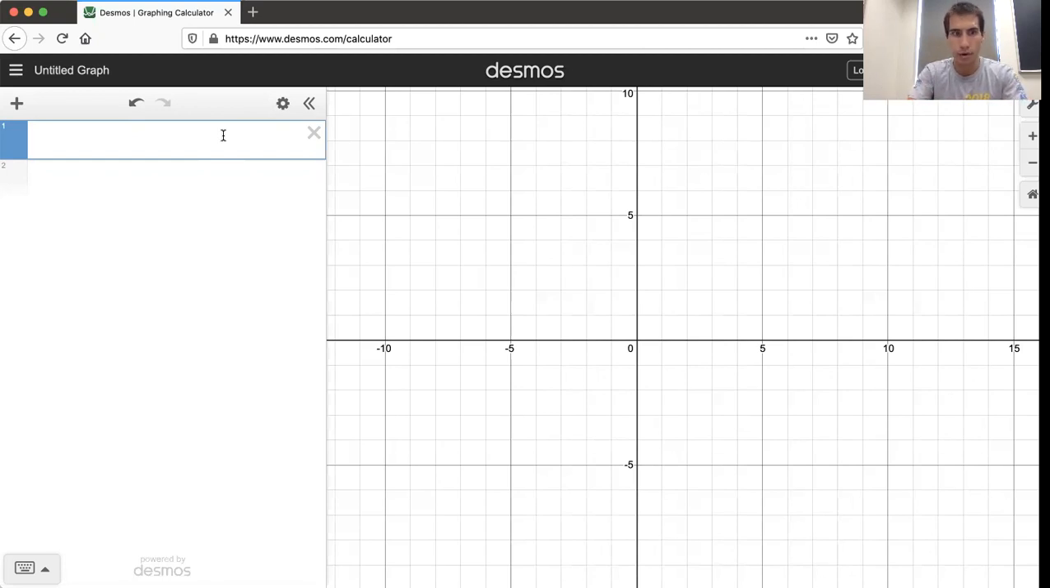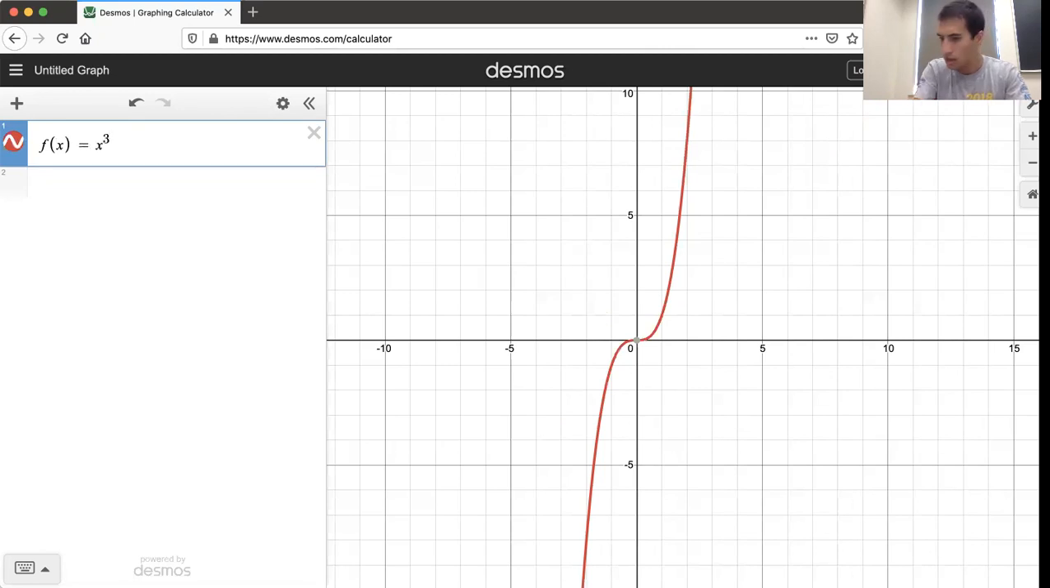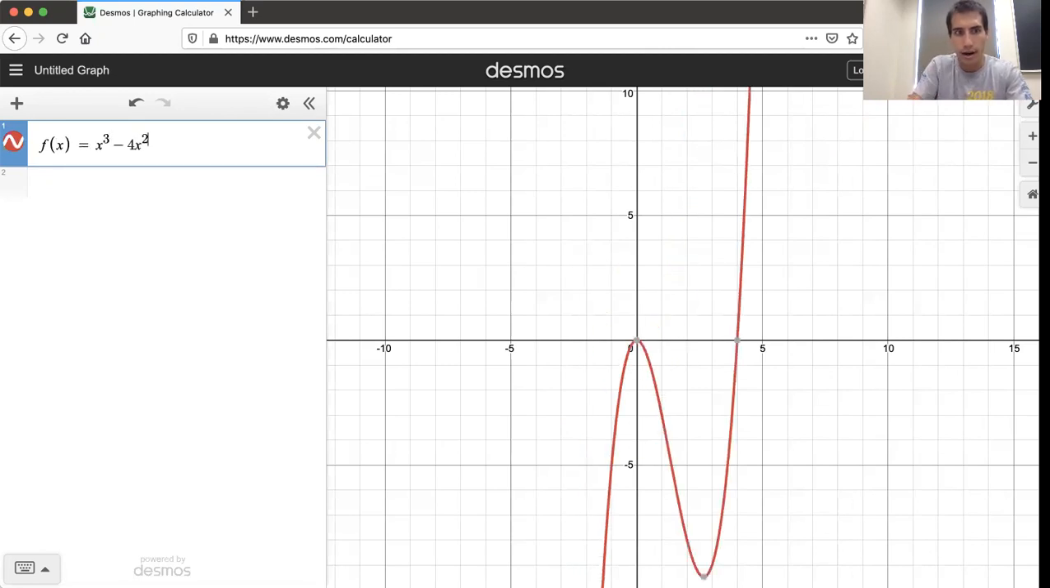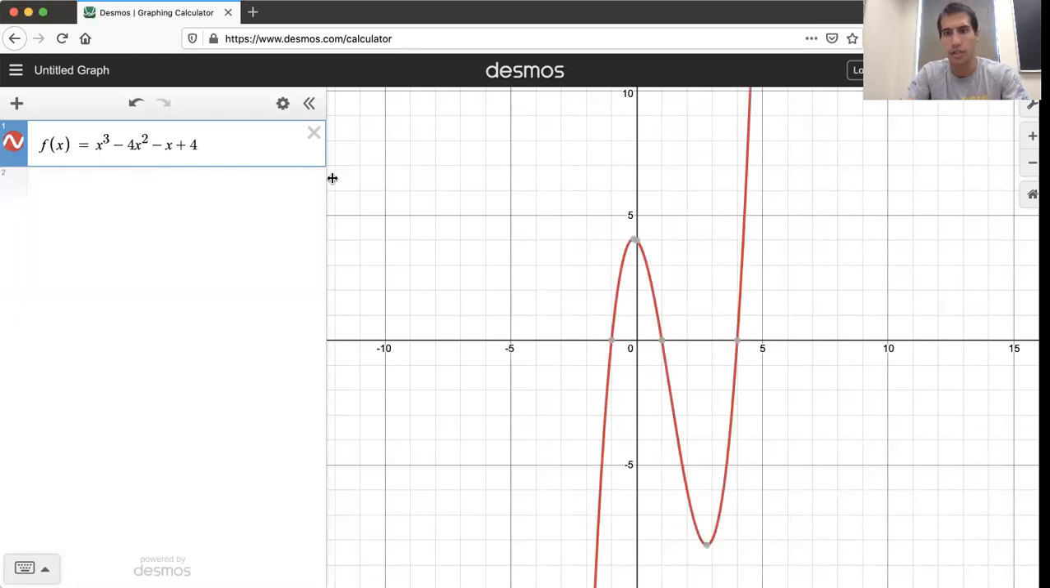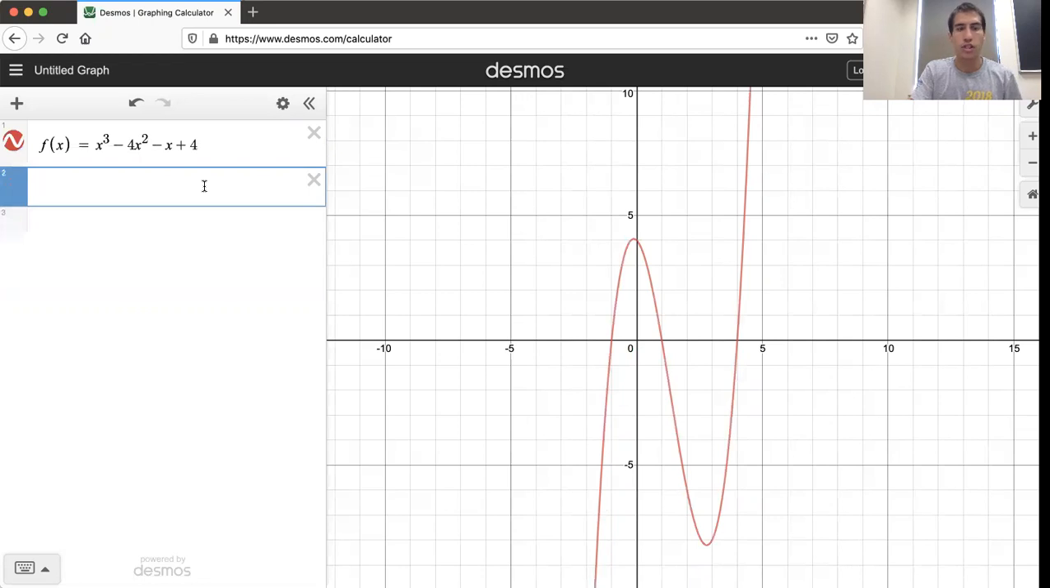So the example that we're going to look at is f of x, which is going to be a cubic function. So x cubed minus 4x squared minus x plus 4. Okay, so we have this nice function here that I've called f, and it's just some cubic function that's defined this way, defined by this formula. Okay, so now I want to look at shifting and stretching.